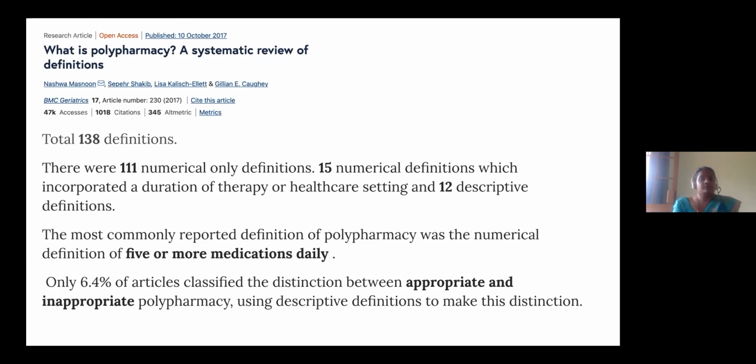What is polypharmacy? A systematic review conducted in 2017 found a total of 138 definitions. There were 111 numerical-only definitions, 15 numerical definitions which incorporated a duration of therapy or healthcare setting, and 12 descriptive definitions. The most commonly reported definition of polypharmacy was the numerical definition of 5 or more medications daily. Only 6.4% of articles classified the distinction between appropriate and inappropriate polypharmacy, using descriptive definitions to make this distinction.